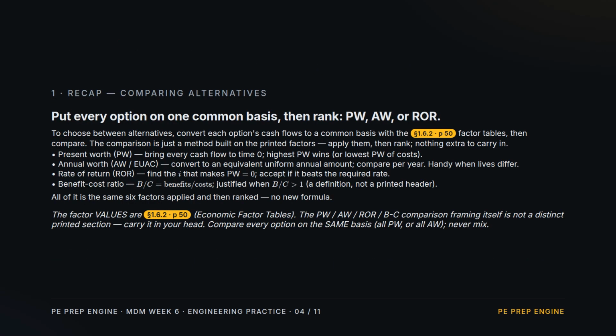Recap 2. Comparing alternatives. To pick between options, move every cash flow onto one common basis using the factor tables, then rank. Present worth brings everything to today and takes the highest. Annual worth converts to an equivalent yearly amount, the go-to when the options have different lives. Rate of return finds the interest rate that zeroes present worth, and you accept it if it clears your required rate. Benefit cost is benefits over costs, justified above 1. No new math, just the factors applied and ranked. Depth is TFS Economics 2.